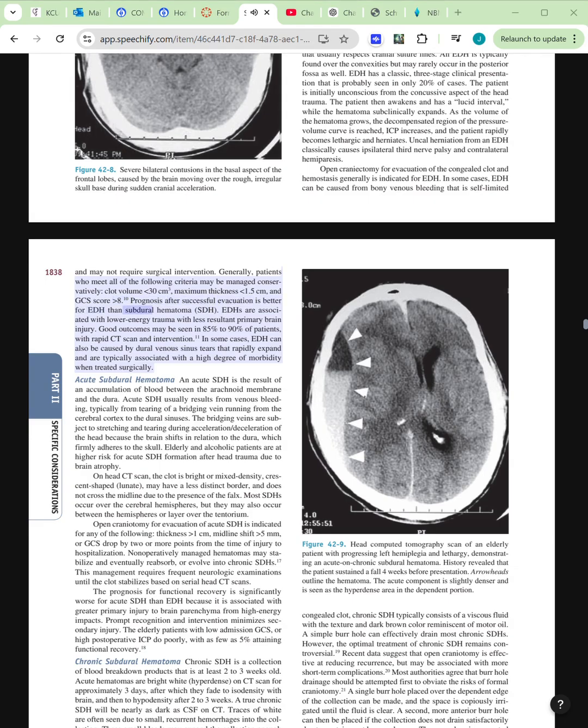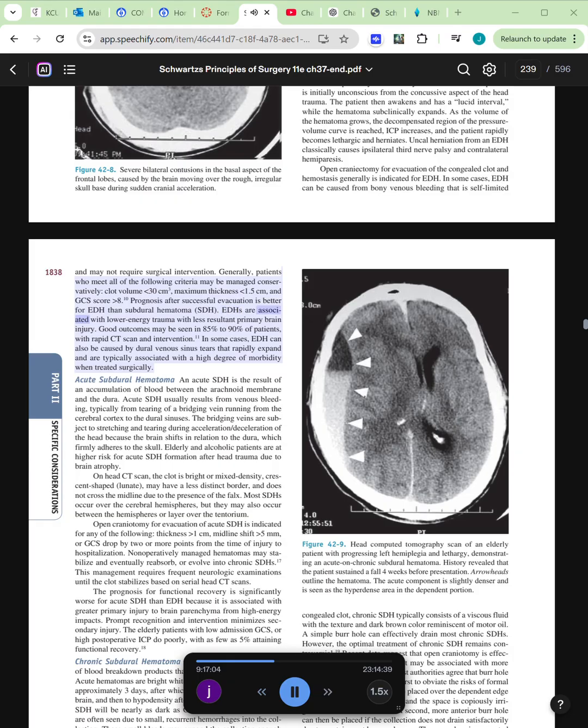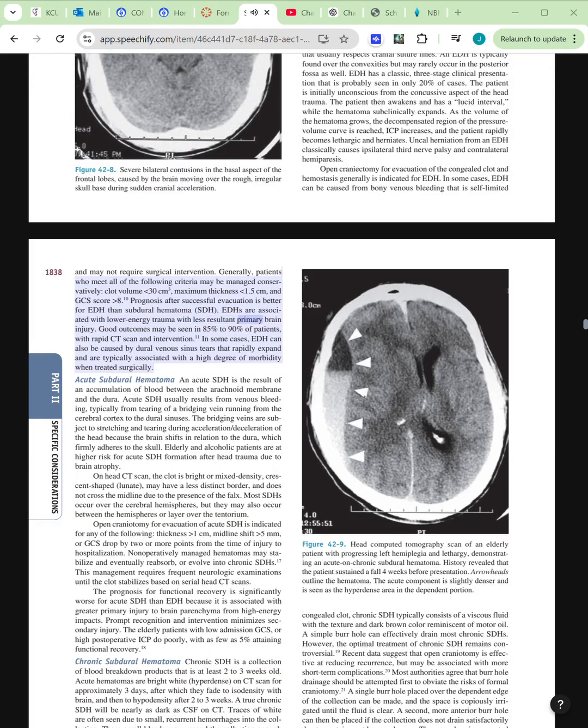Prognosis after successful evacuation is better for EDH than subdural hematoma, SDH. EDHs are associated with lower energy trauma with less resultant primary brain injury. Good outcomes may be seen in 85% to 90% of patients with rapid CT scan and intervention. In some cases, EDH can also be caused by dural venous sinus tears that rapidly expand and are typically associated with a high degree of morbidity when treated surgically.